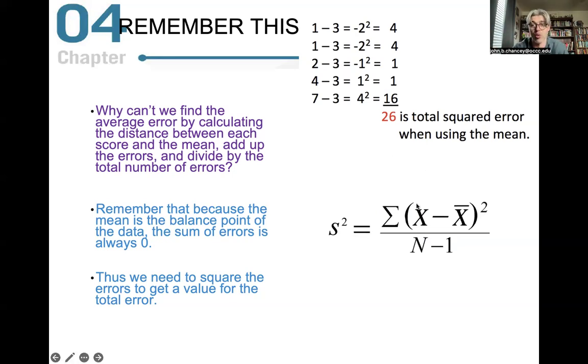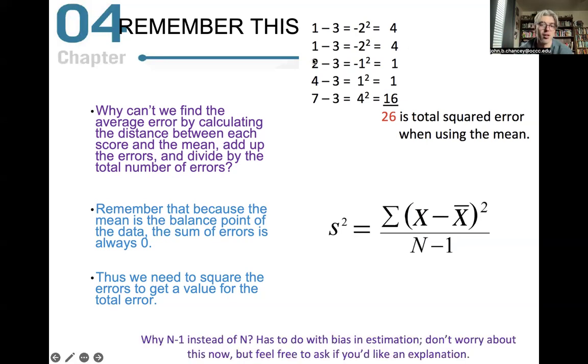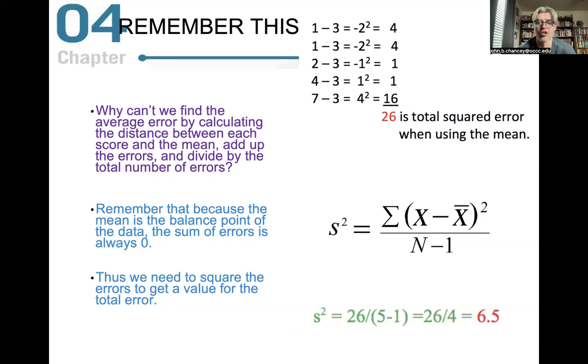And then we just plug 26 up top here. N minus 1 is the total number of our population minus 1. In this case, we have 5. Why n minus 1? That's taking into account our bias in estimation. We'll cover that in a later chapter, so don't worry about that for now. We have 26 on top and 5 scores, so 5 minus 1. 26 divided by 4 gives us 6.5. So our variance in this case is 6.5.